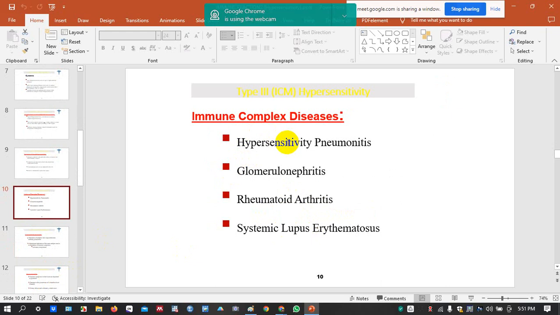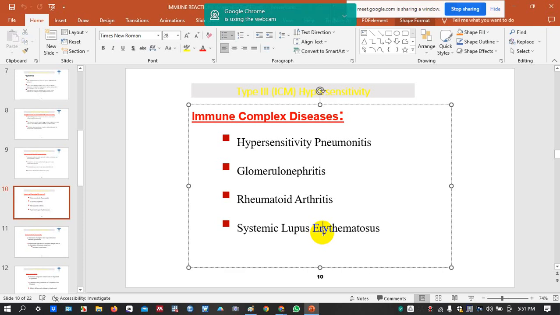Diseases in which you can find immune complexes deposited are what? Hypersensitivity pneumonitis, that's inflammation of what? The lungs and respiratory tract. Then we have glomerulonephritis, rheumatoid arthritis, and systemic lupus erythematosus, that's lupus. In systemic lupus erythematosus, autoantibodies are raised against the body's antigens like the DNA and the rest, and there will be a reaction.